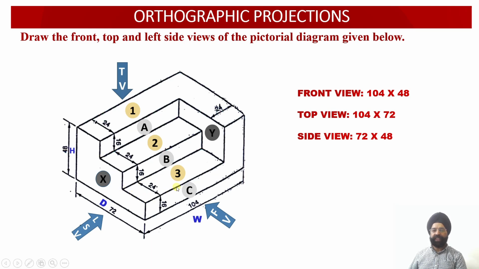And finally you have the surface 3. Again this is a rectangular surface and the true shape of this surface will also be obtained on HP, because these surfaces 1, 2 and 3 are parallel to the horizontal plane.